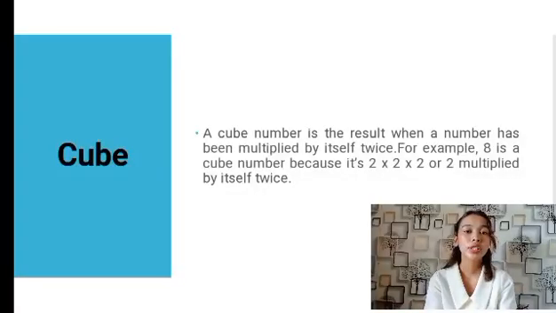Lastly, question number 10. A blank number is the product of a number multiplied by itself twice. The answer is cube. A cube number is the result when a number has been multiplied by itself twice. For example, 8 is a cube number because it is 2 times 2 times 2, or 2 multiplied by itself twice.